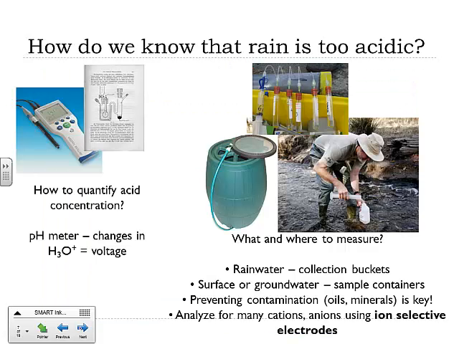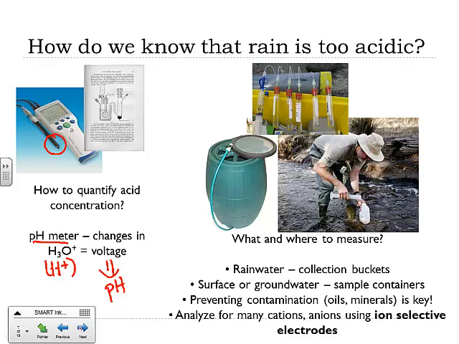So how do we know that rain is too acidic? First off, we have to measure pH, don't we? And the way that we quantify acid concentration in a really precise way is using what's called a pH meter. A pH meter is just a little electrode here. So this electrode here can be immersed in whatever you want to measure the pH of, whether it's rain or whether it's a lake or whether it's a solution you make in the lab. And what happens is that H3O+, so hydrogen ion, right? H3O+ is the same as H+, causes a change in voltage at the electrode, and that voltage gets converted to pH. The higher the voltage, the more hydrogen there is there.